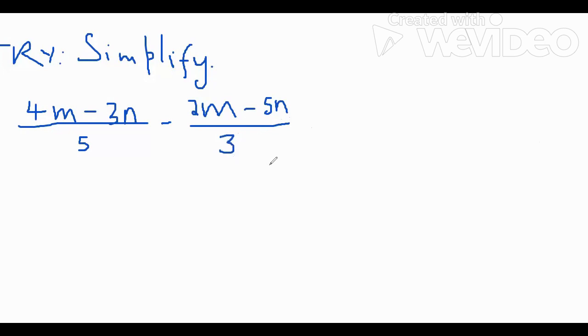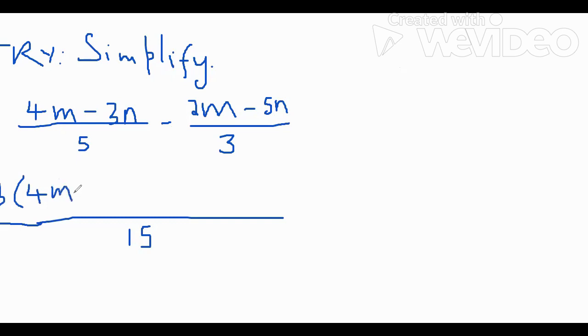All right, try this one for me, guys. Please notice that this is a negative sign, all right? I'm going to give you 3 minutes to do that. 3 times, right. And then I'm going to put the bracket 4m minus 3n, bracket. Take away 3 into 15, 5. Bracket 2m minus 5n, bracket.